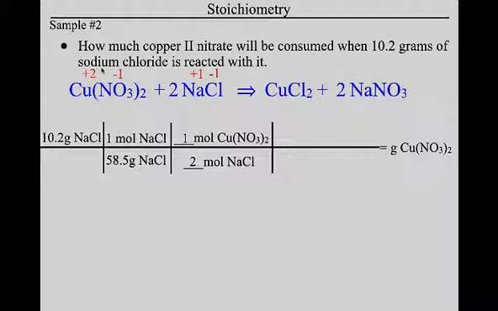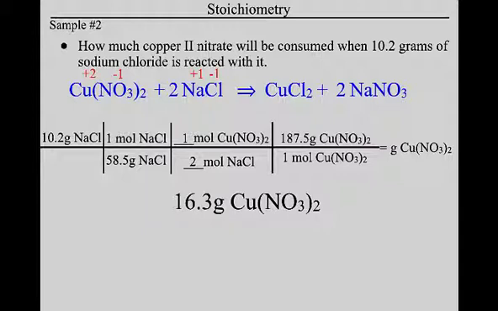And then, guys, the last step is always moles to grams. Copper weighs 63.5. Nitrogen is 14. Oxygen is 16. Do all the math, and 1 mole of this weighs 187.5 grams. Then, guys, from there we just do the math. So 10.2 divided by 58.5 divided by 2 times 187.5. Looks like we get 3 significant digits, and that would be 16.3 grams.